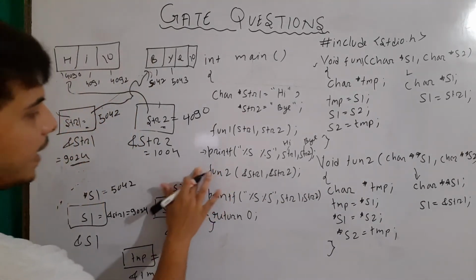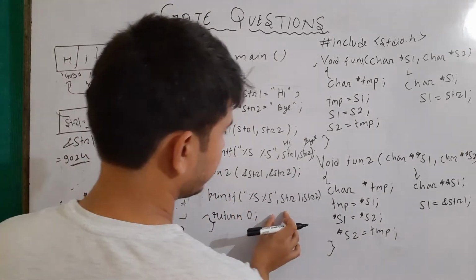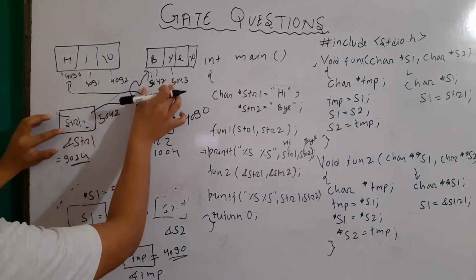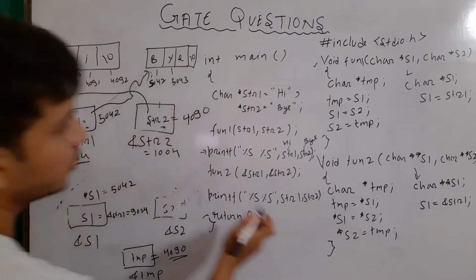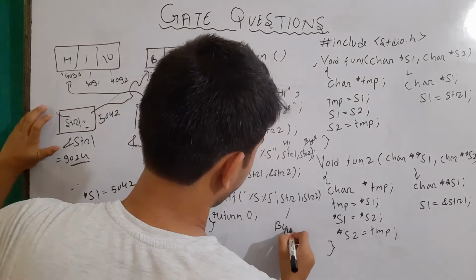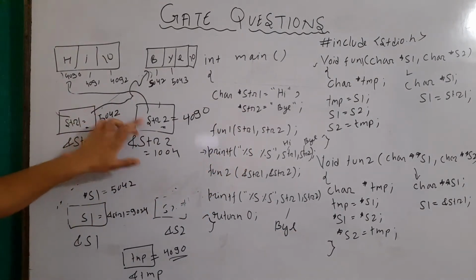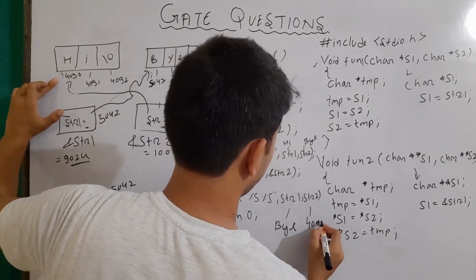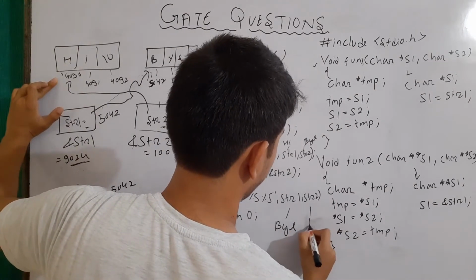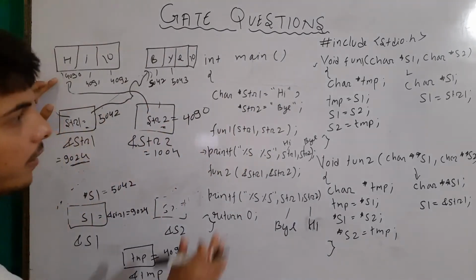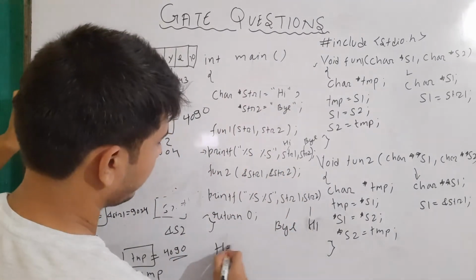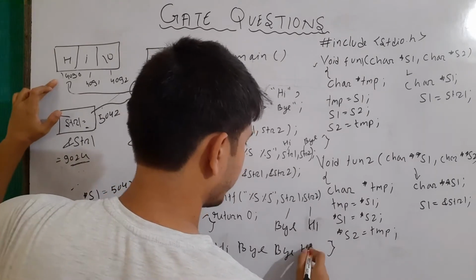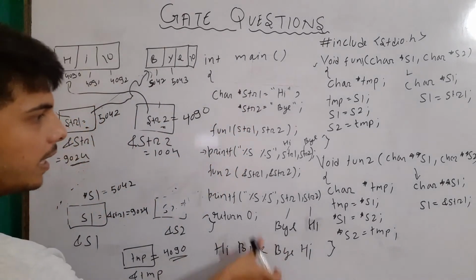Then it is written printf of %s str1 and str2. Now str1 is pointing to the base address of this string, so str1 will give me output as bye, and str2 is pointing to this location, which means it will give me output as hi. Now our final output will be hi, bye, and hi. So this will be our output.